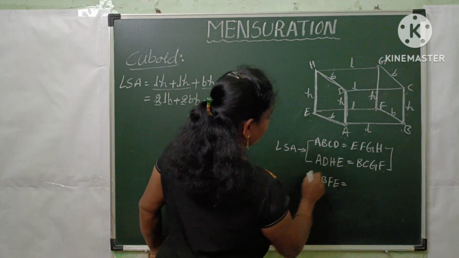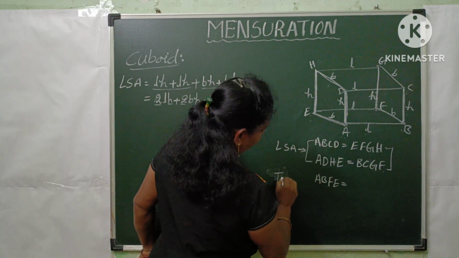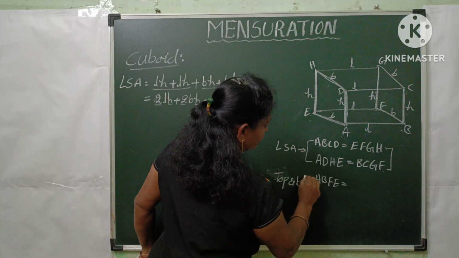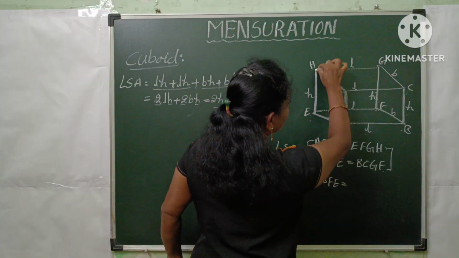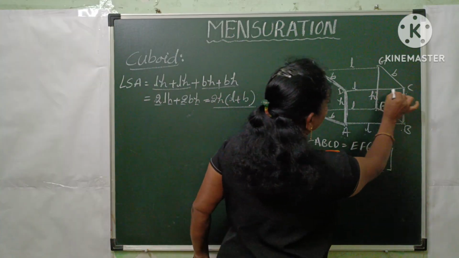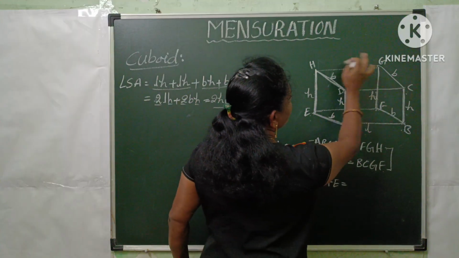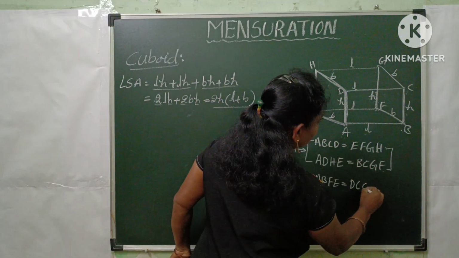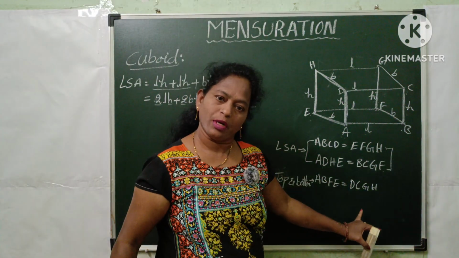ABFE, these are the tops, base areas. Top and bottom. Okay, so what is the opposite here? Top. This is the base. And the top, CGHD means BCGH. These are the top and bottoms.